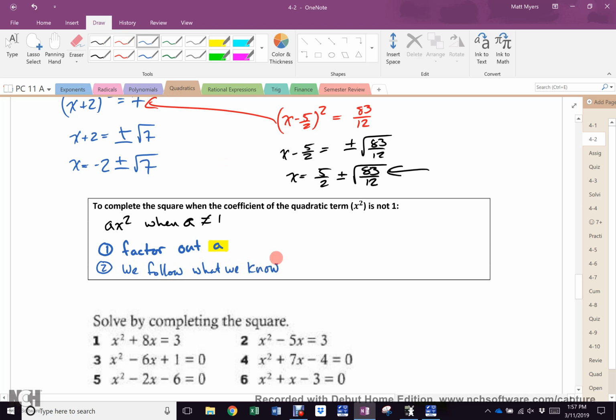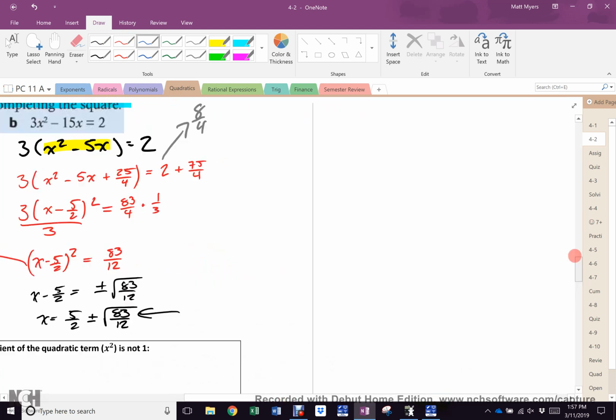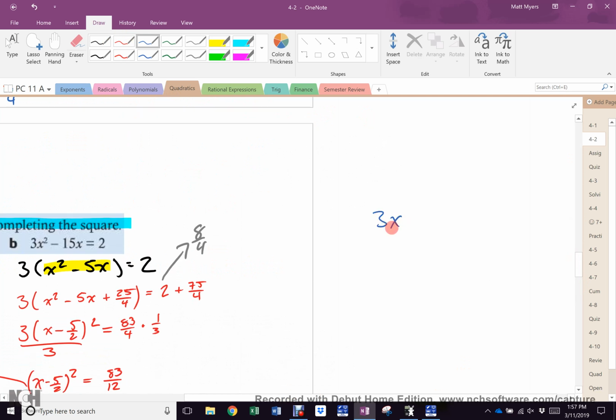Now, I want to ask you something. Could I get rid of the 3 at the beginning? Do you think it'll work? How would I get rid of that 3 right now? I could divide that 3 there, and that 3 there, and that 3 there, couldn't I? Then I would get x squared minus 5x equals 2/3, yes?